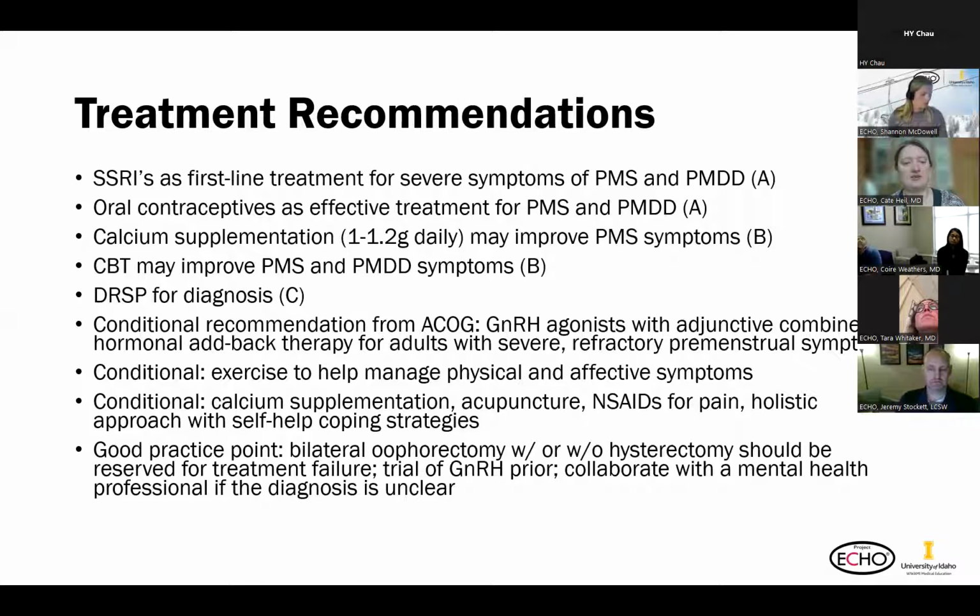And then as far as other recommendations from ACOG: exercise, calcium supplementation, acupuncture, NSAIDs, and a holistic approach with self-coping strategies. And then in cases of treatment failure, there can be a discussion on bilateral oophorectomy with or without hysterectomy. So that would be removing both of the ovaries and possibly the uterus as well.